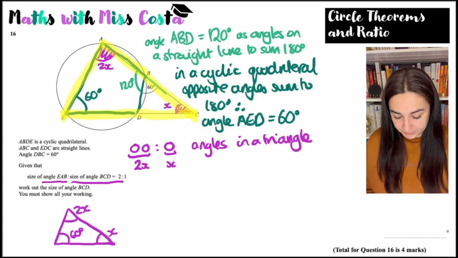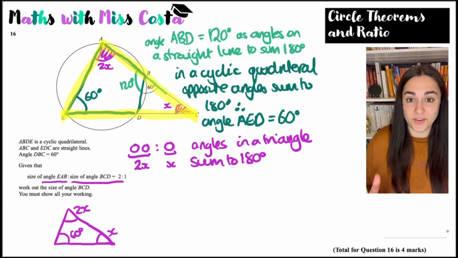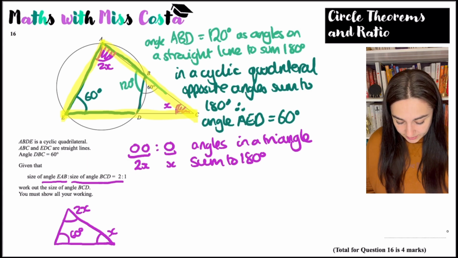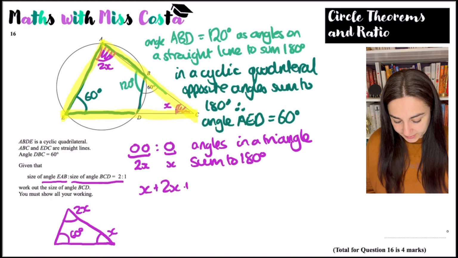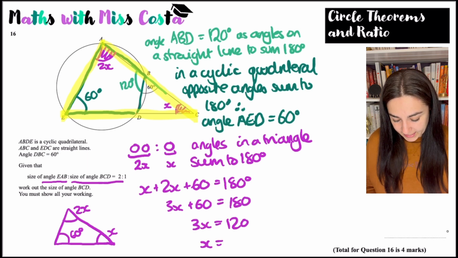So that would be our next rule. Angles in a triangle sum to 180 degrees. You can form an equation using the ratio parts that you've been given. So X plus 2X plus 60 degrees must equal 180. Therefore, 3X plus 60 equals 180. Therefore, 3X must equal 120, and X must equal 40 degrees.